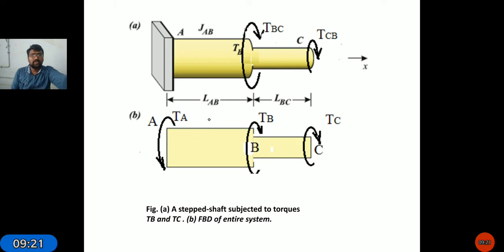In the diagram, this is the given diagram. From this we need to draw the free body diagram. Here observe that at point C the given torque is clockwise. At point B the torque is also clockwise, that is TB. At point A it is the resistance torque.